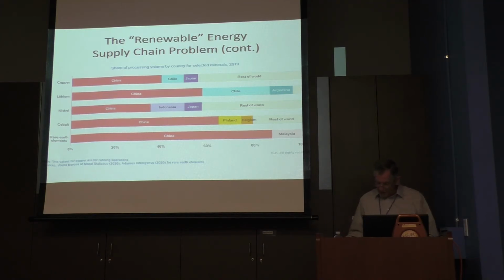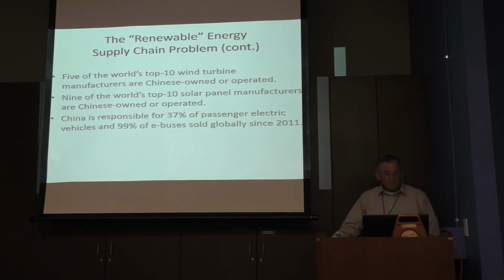And in fact, China controls 90% of the battery industry's cobalt supply chain. So 5 of the world's top 10 wind turbine manufacturers are Chinese-owned or operated. 9 of the world's 10 top solar panel manufacturers are Chinese-owned or operated. And China is also responsible for 37% of passenger electric vehicles and 99% of electric buses sold globally since 2011.